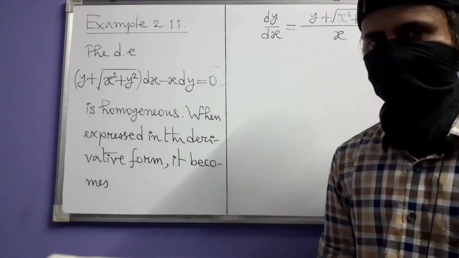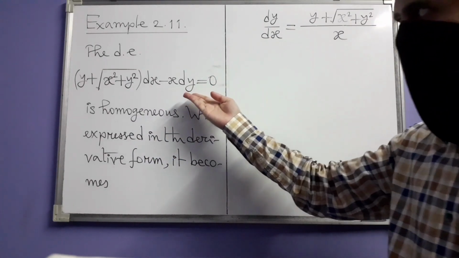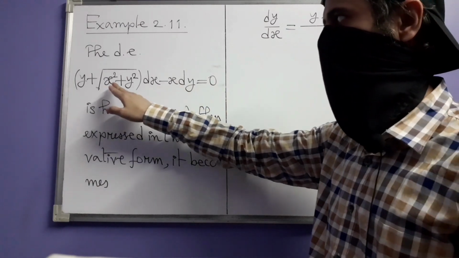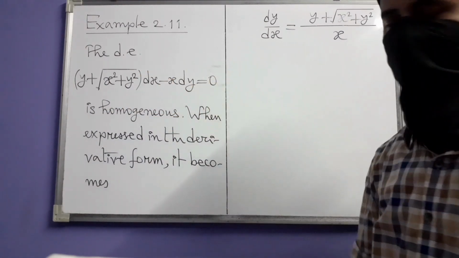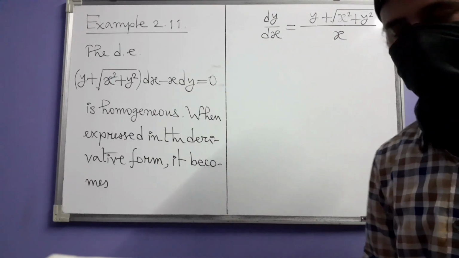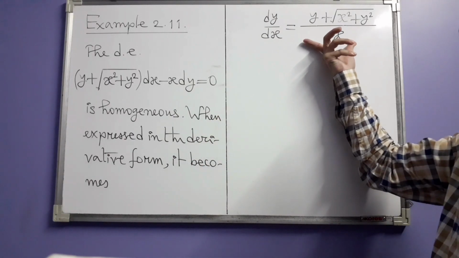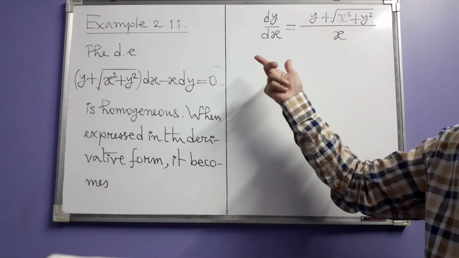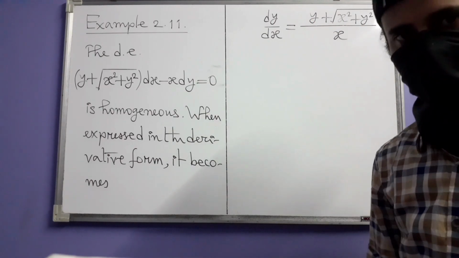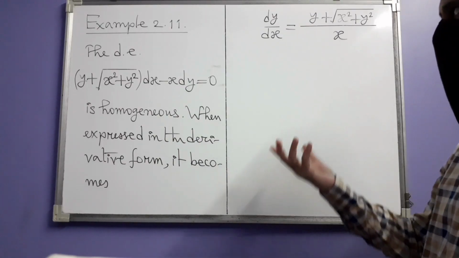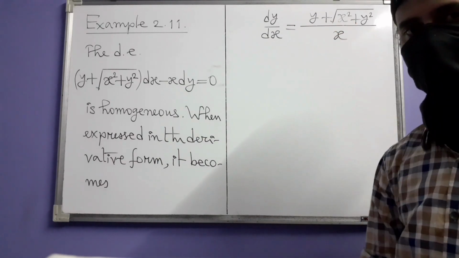Let's consider another example 211, and here the differential equation is this: (y plus square root of x square plus y square) dx minus x dy equal to 0. This is also homogeneous. When you express it in the derivative form, it is this: dy/dx equals (y plus square root of x square plus y square) divided by x. But how is it homogeneous? Now we have to express this right hand side as a function of y divided by x.